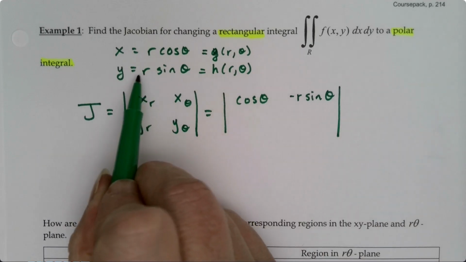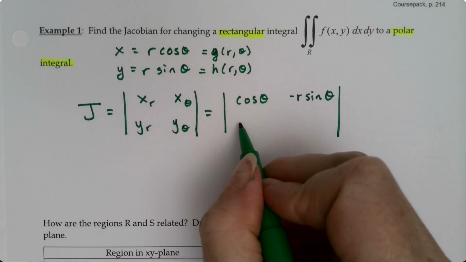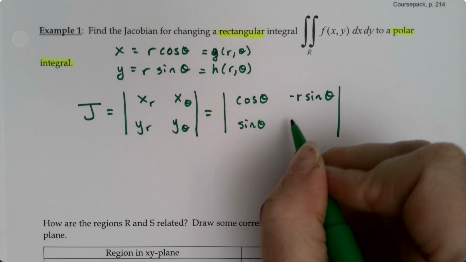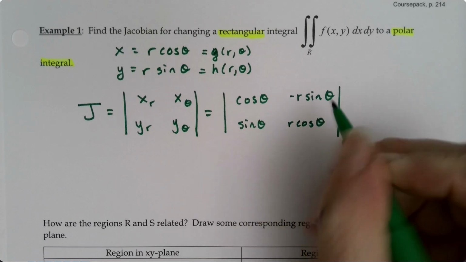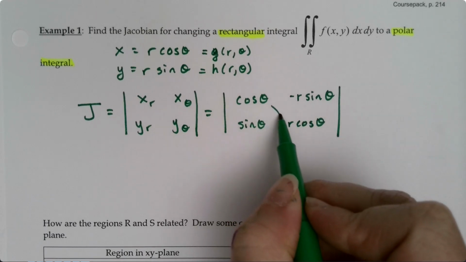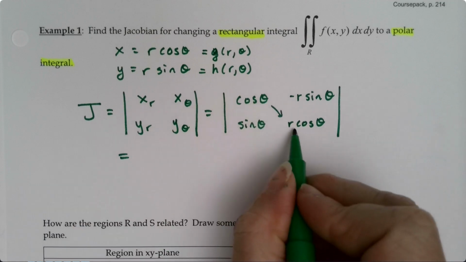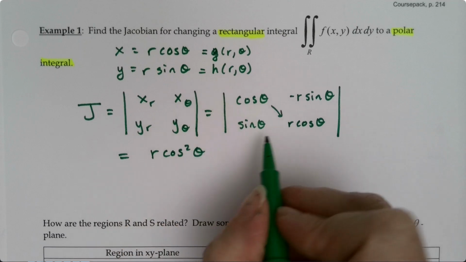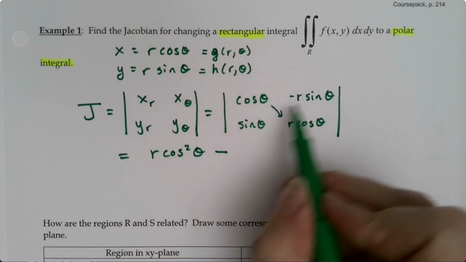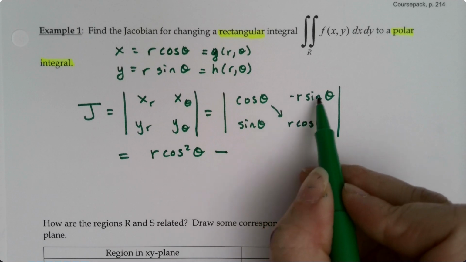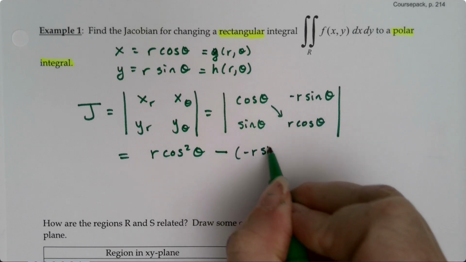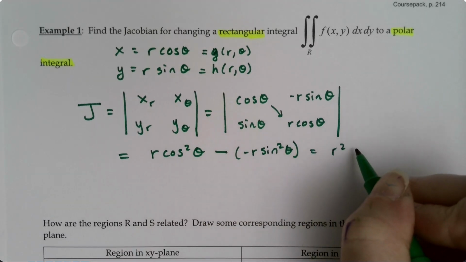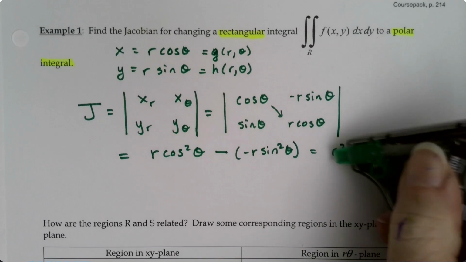The derivative of y with respect to r would be sine theta. And the derivative of y with respect to theta would be r cosine theta. So then when we crisscross, we take cosine theta times r cosine theta. So that's r cosine squared theta minus, and then negative r sine theta times sine theta. So negative r sine squared theta. So that's r times (cosine squared plus sine squared).